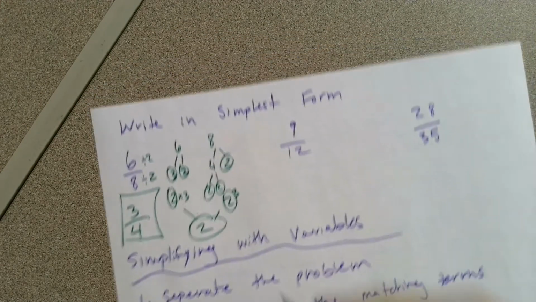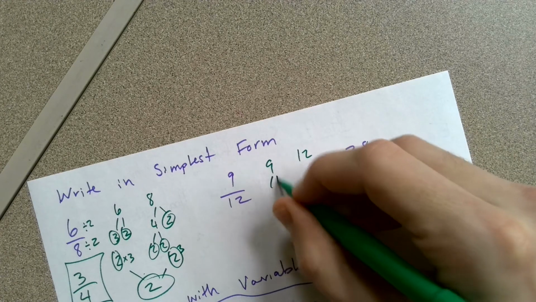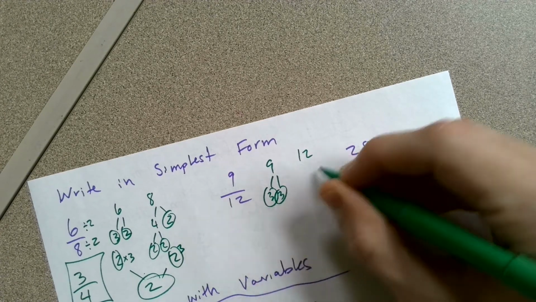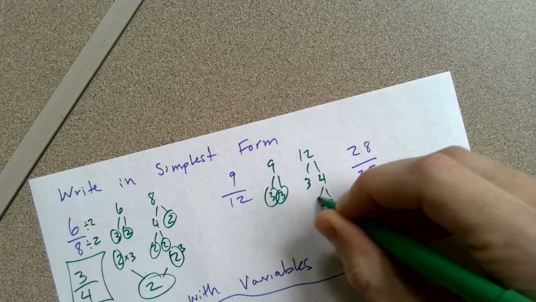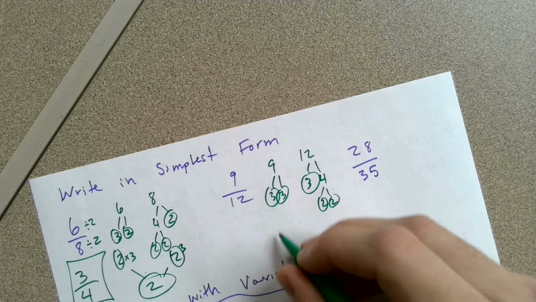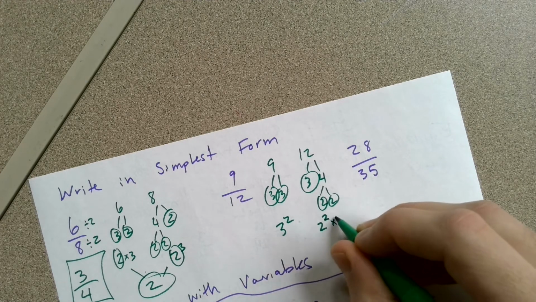That's our simplest form. Do it again here with 9/12. We got 9, we got 12. 9 is going to be 3 and 3, both prime. 12 is going to be 3 and 4. 4 breaks up into 2 and 2. Here we've got 3 squared. Here we've got 2 squared times 3.